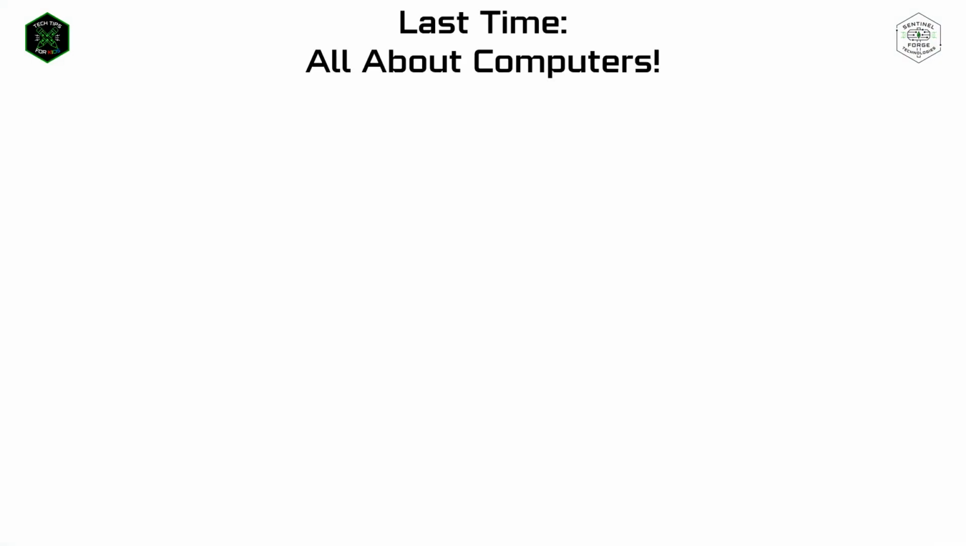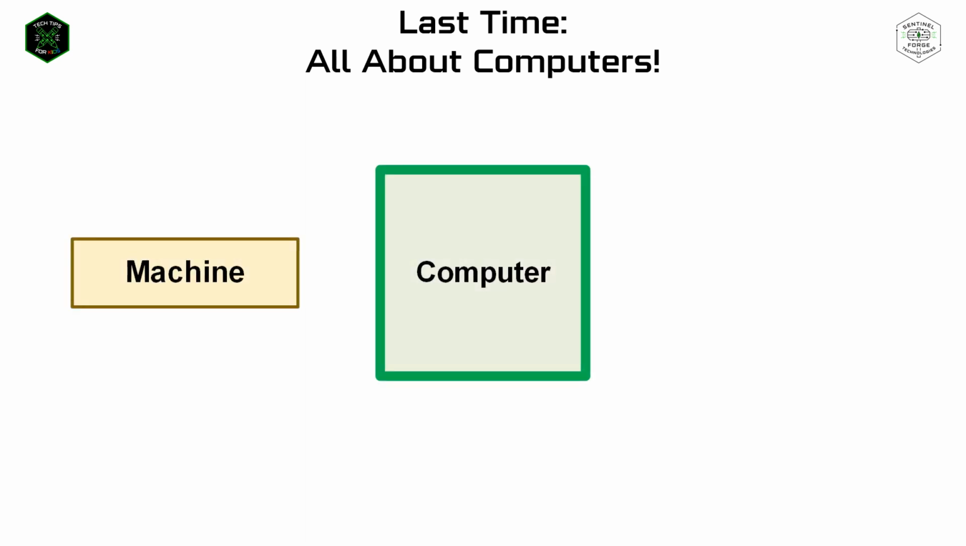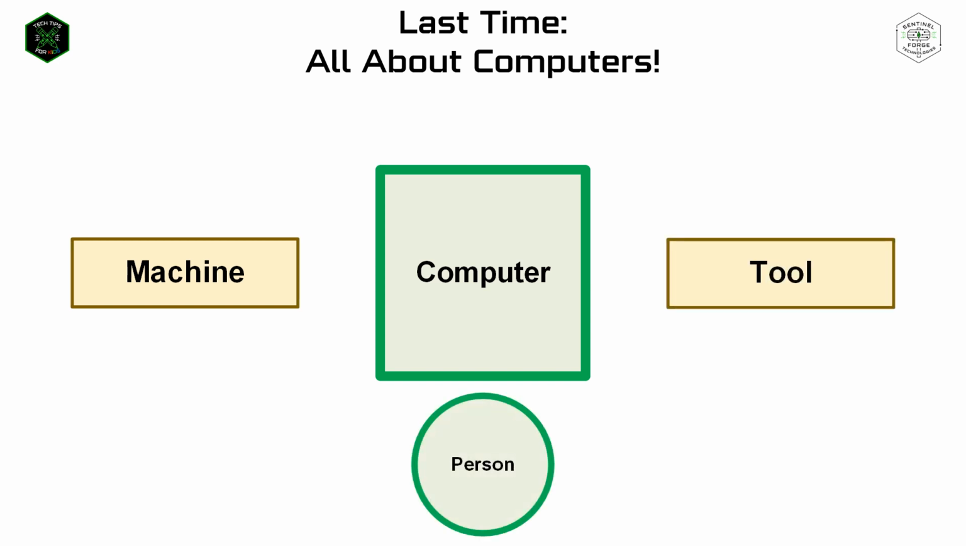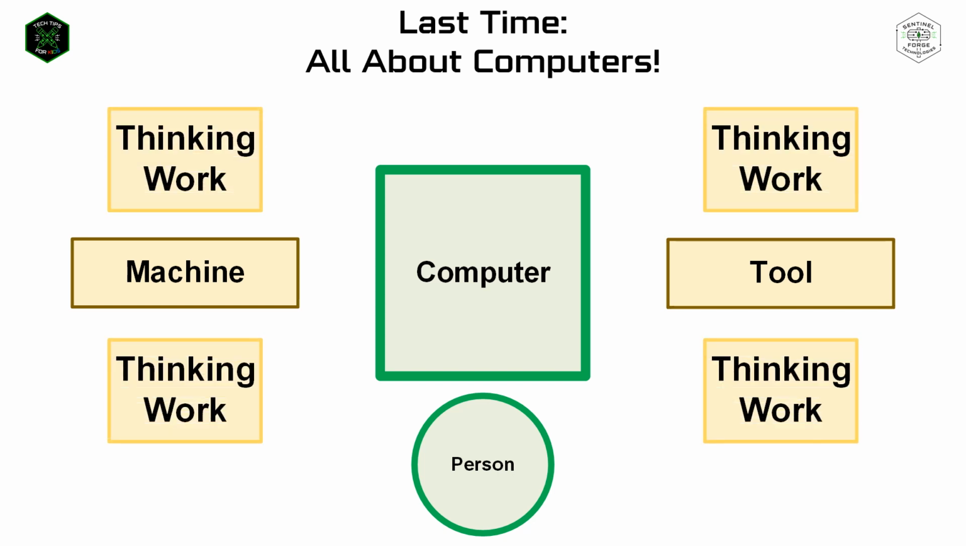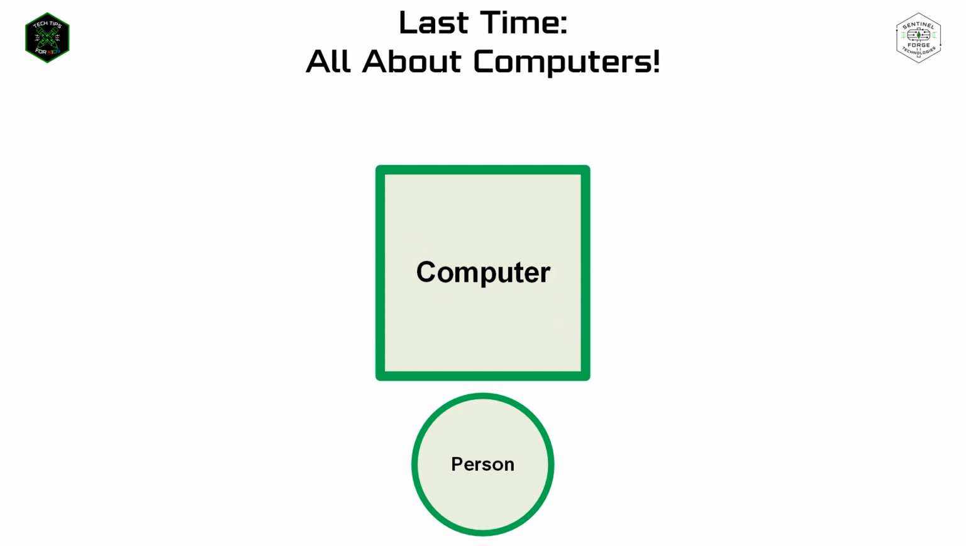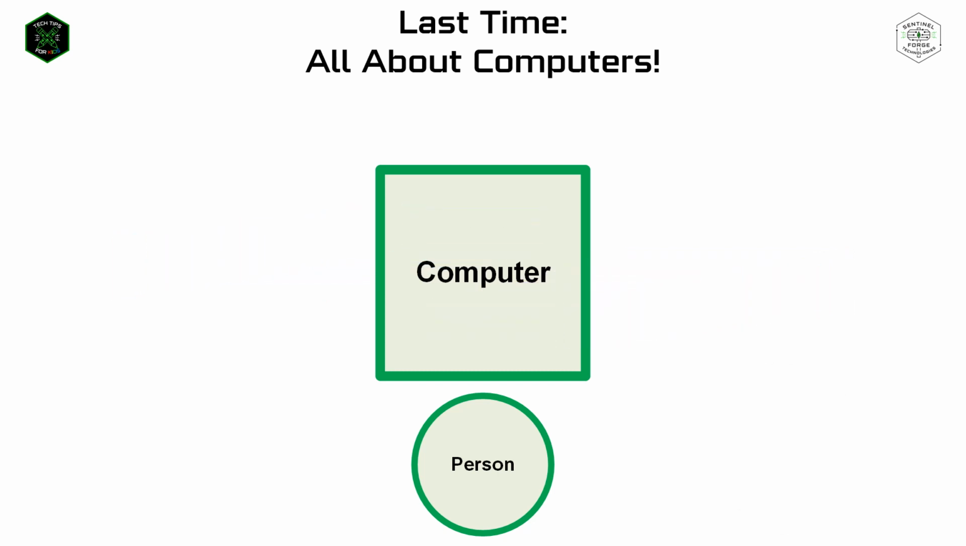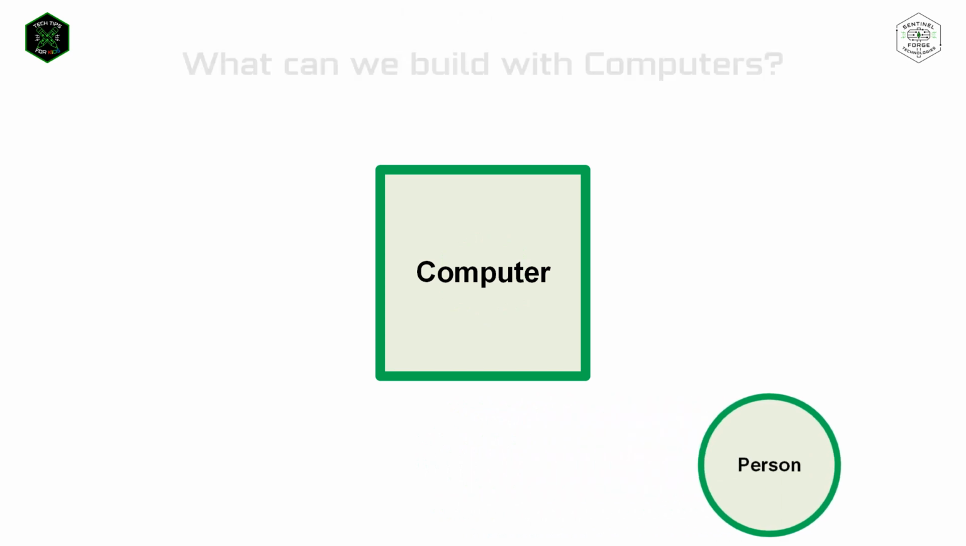Last time on Tech Tips for Kids, we learned all about computers. We learned that computers are machines that are put together by people in factories that are used as tools to help people with their thinking work. We saw how computers are built by combining two basic ingredients, hardware and software. We also learned that we should protect our computers and our private data by setting a password.